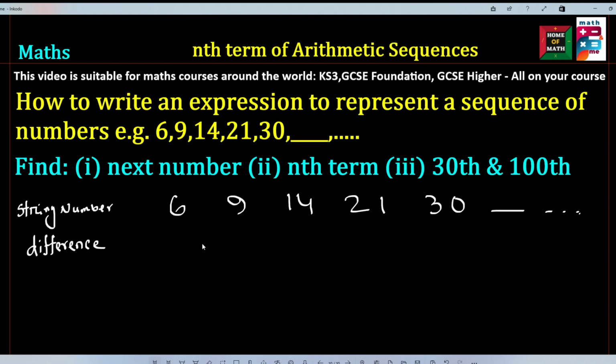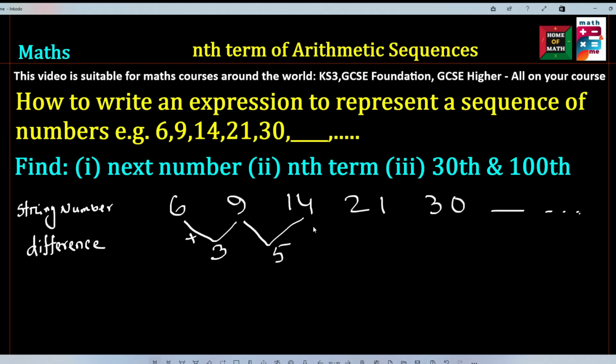So what is the difference? Look, here is 6 and here is 9, so the difference is 3. Okay, so 6 plus 3 means 9. What is the next difference? Here is 14 minus 9, it means 5. Look, this difference is not the same. Here is 3 and here is 5.